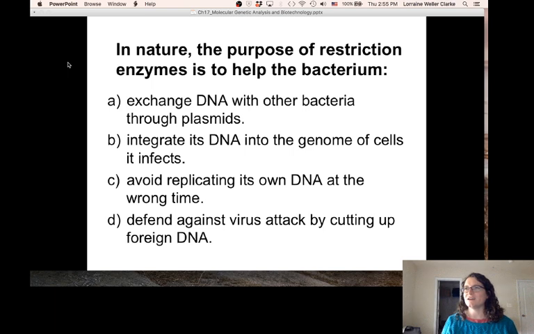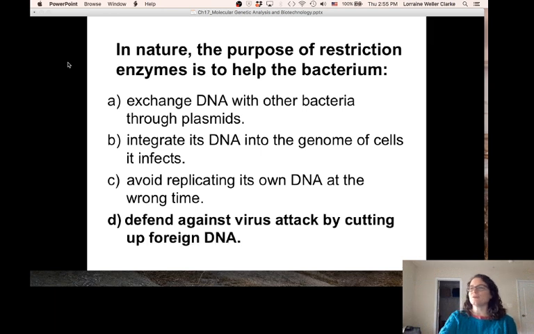But I taught you guys this already, the purpose of the restriction enzyme is to help the bacteria. What? Okay. Fania says D. Beatrice says D. Okay. And that's the thing we just said, okay?